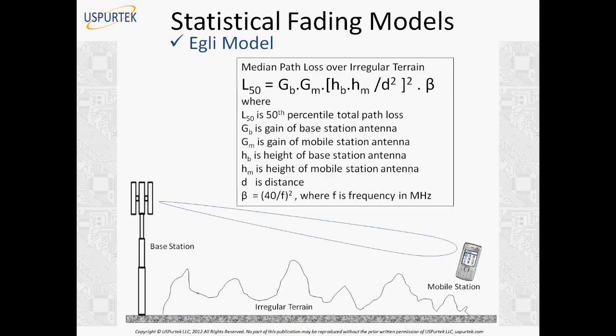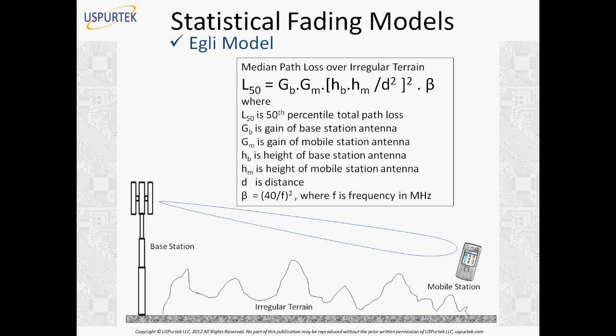Now, this model gives us a median path loss over irregular terrain. As we said in the previous slide, when we have irregular terrain, it applies to only that situation. It doesn't consider the absorption by trees or diffraction or reflection. It's just that you have irregular terrain and what will be my path loss. So here L50 is the 50th percentile of total path loss. What that means is that if you make a number of measurements in the area and arrive at a value L50, then 50% of your measurements are below this value and 50% are above this value. It's the 50th percentile total path loss. So this equation gives us the L50 value.